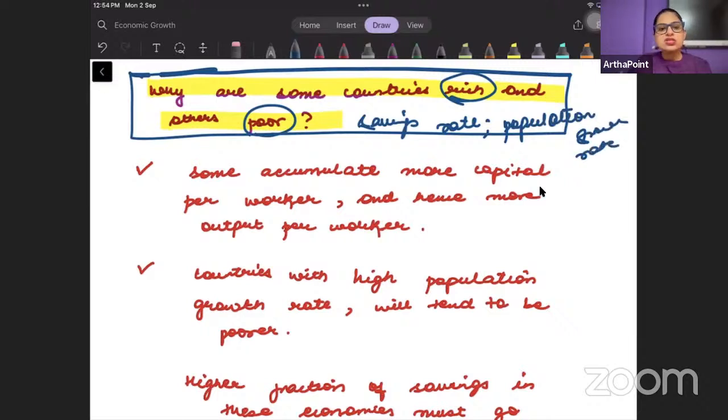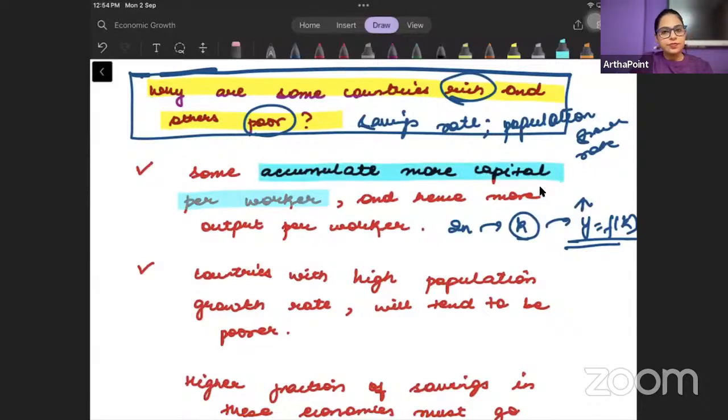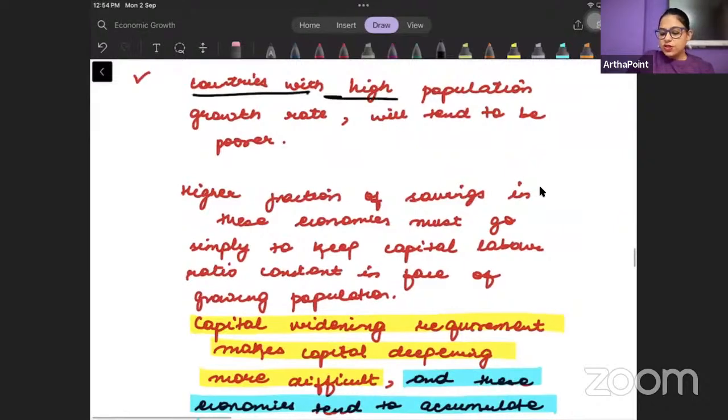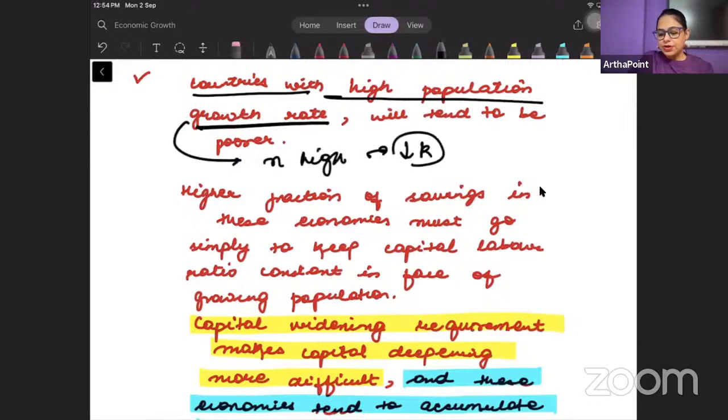right? So those countries which accumulate more capital per worker, meaning those that invest more, when they invest more, their small k is higher. When small k is higher, because y is a function of small k, y is more, right? So those countries which accumulate more capital per worker will have more output per worker. And if they have more output per worker, they will be richer countries. Similarly, those countries which have high population growth rate, meaning those with high n, we have seen it will decrease capital per worker, so it will decrease the output level. If it decreases the output level, then the country will become poorer, right?